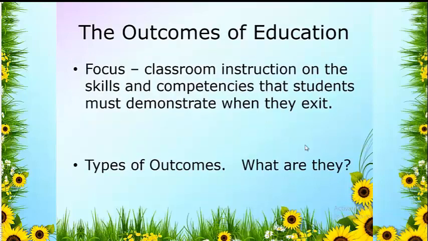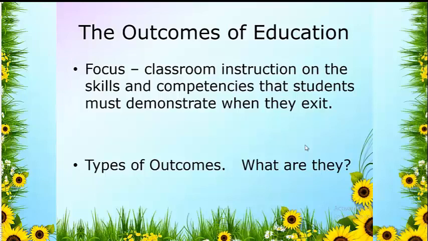The outcome of education focuses classroom instruction on the skills and competencies that students must demonstrate when they exit. So there are two types of outcomes. First is the immediate outcome, and the second is the deferred outcome. So what are they?